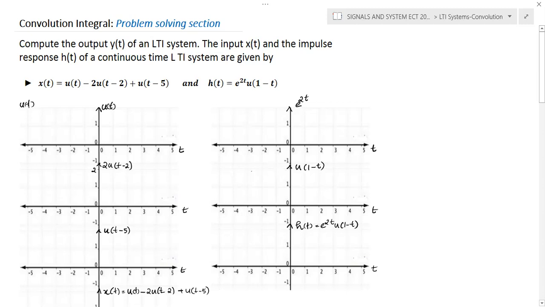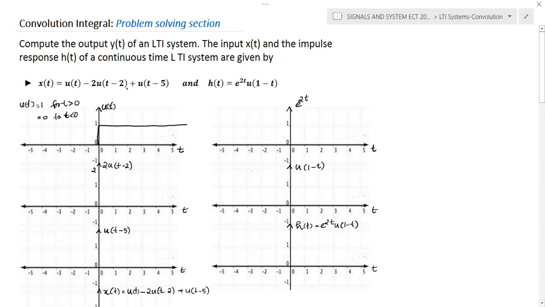u of t means unit step signal, which is equal to 1 for t greater than 0 and 0 for t less than 0. This is the graph for u of t, and here if t is greater than 0, the function magnitude is 1. So this is the signal u of t, which is equal to 1. Here you can see the variable is t. Now we need the second signal, that is minus 2u of t minus 2.